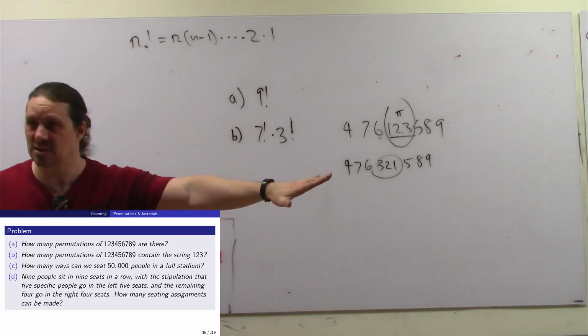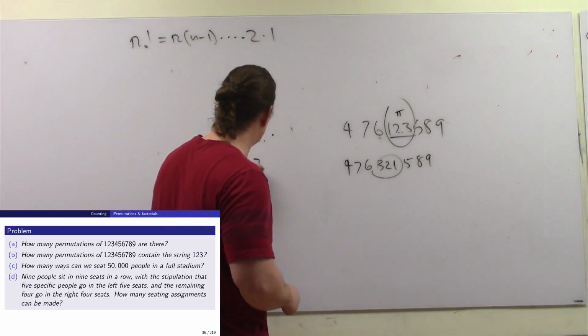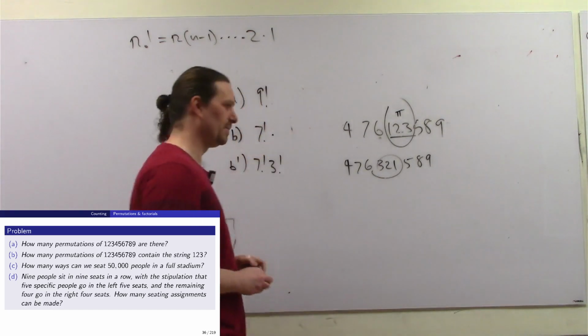You can just multiply those 2 quantities. That's not the question that's articulated on the board there. Maybe let me put, this is b prime: 7 factorial times 3 factorial. Okay.